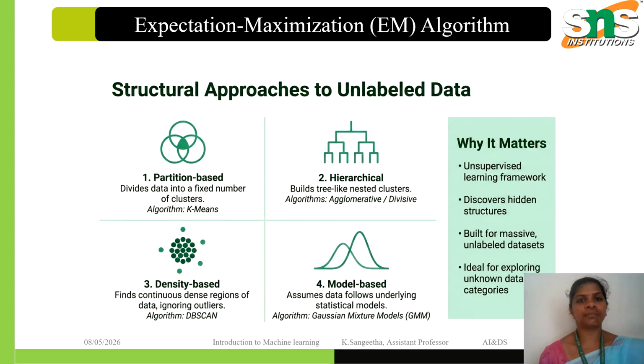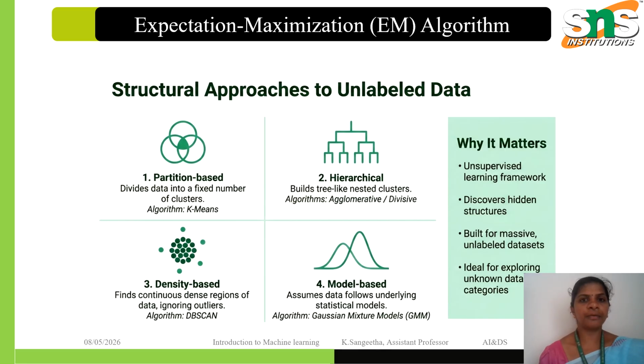spread, and probability. The expectation maximization algorithm, commonly called the EM algorithm, is used to estimate the parameters of mixture density models. It works in two repeating steps. First is the expectation step, or E step. Here the algorithm calculates the probability that each data point belongs to a cluster. Next is the maximization step, or M step. Using those probabilities, it updates the cluster means, variances, and mixing coefficients. The process repeats until the values become stable, which is called convergence.